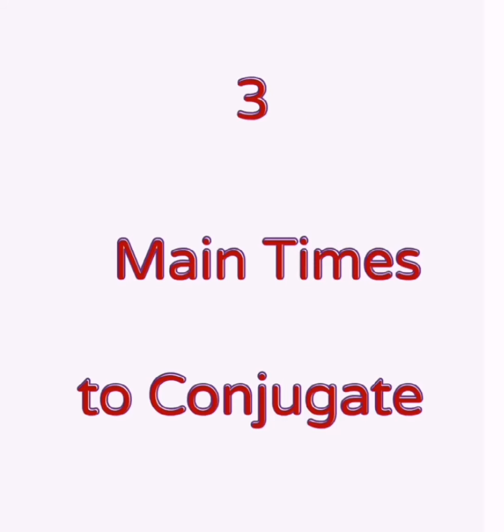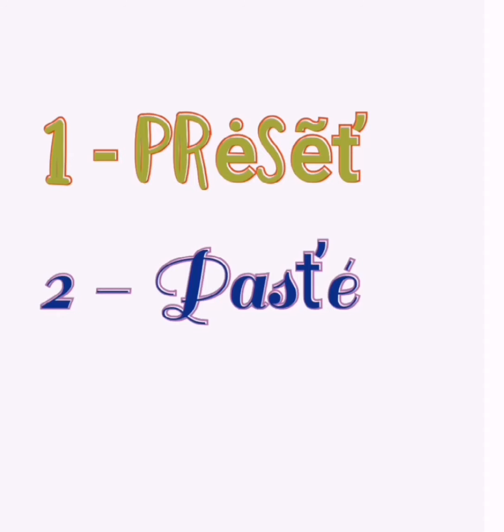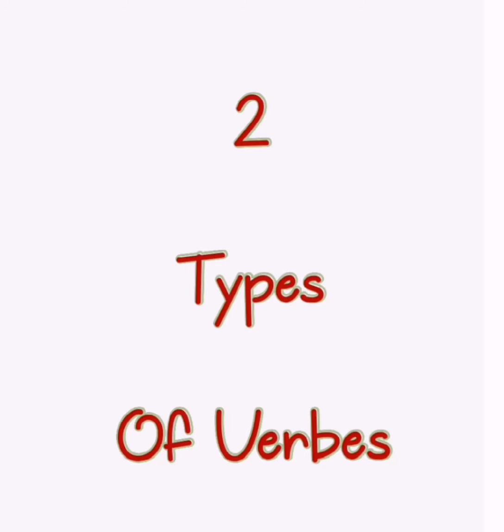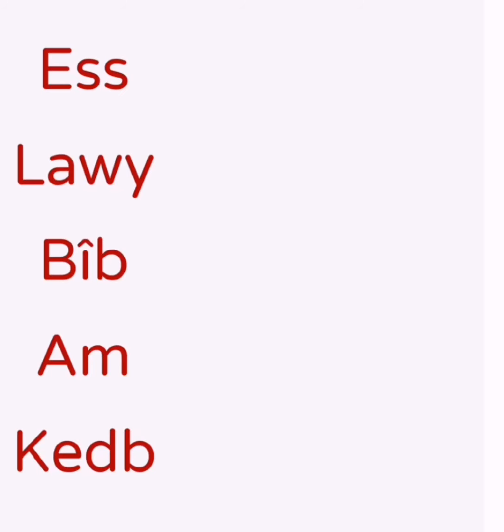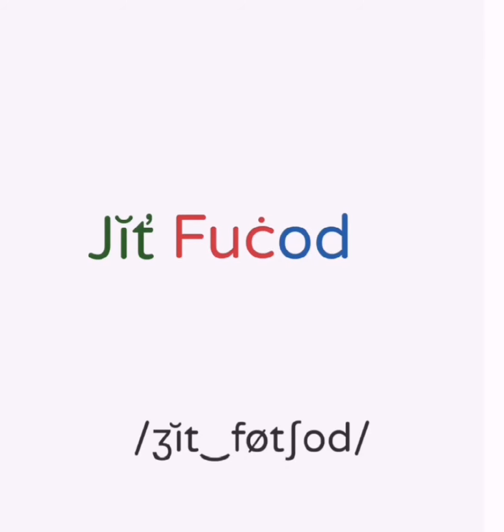In Penghripusch we have three main times: present, présent, past, passé, future, futur. But before, we have to know that there are two types of verbs in Penghripusch: verbs that end with or and others with are. So to conjugate verbs in Penghripusch, we have to take the stem and then add to it these suffixes for each pronoun.